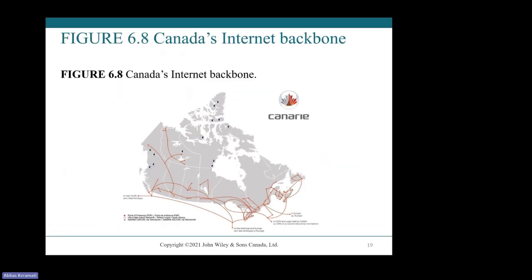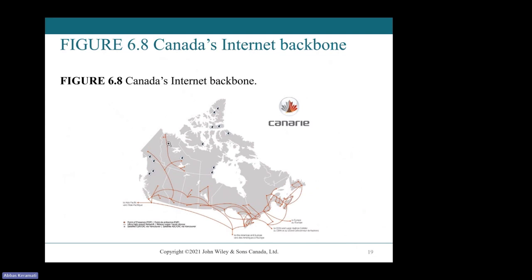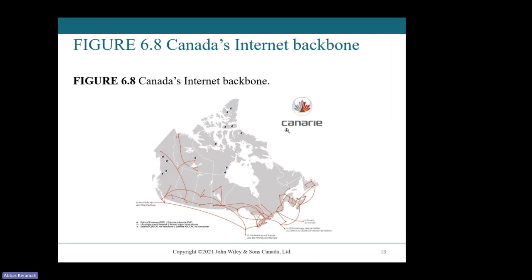It's still a wired network. The red lines that you can see show the wire network connecting most of the highly populated regions of the country. And then the rest of the country is connected to the internet using wireless networks. So the wired network and internet backbone of Canada, as I said, is CANARIE.